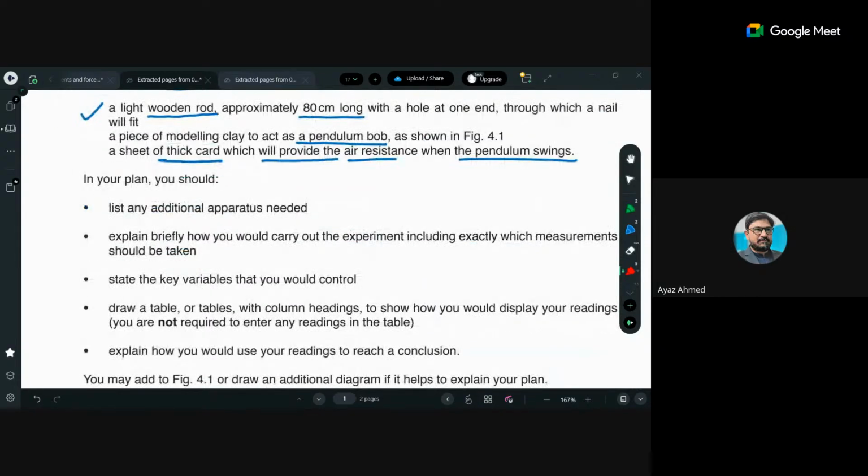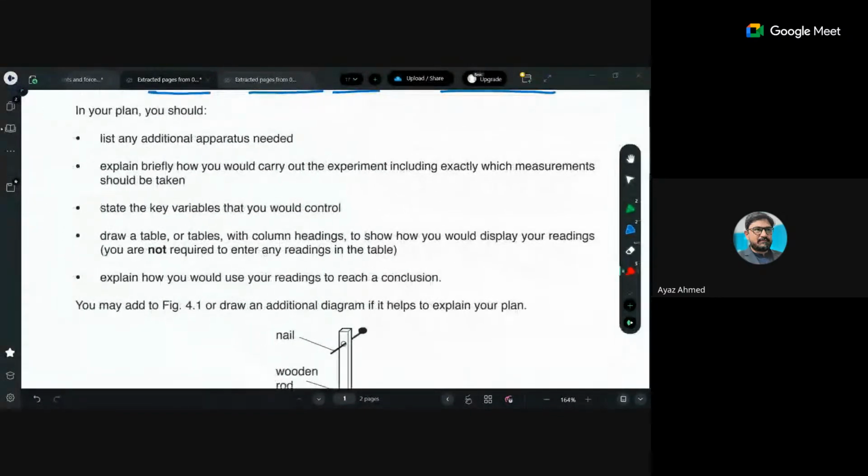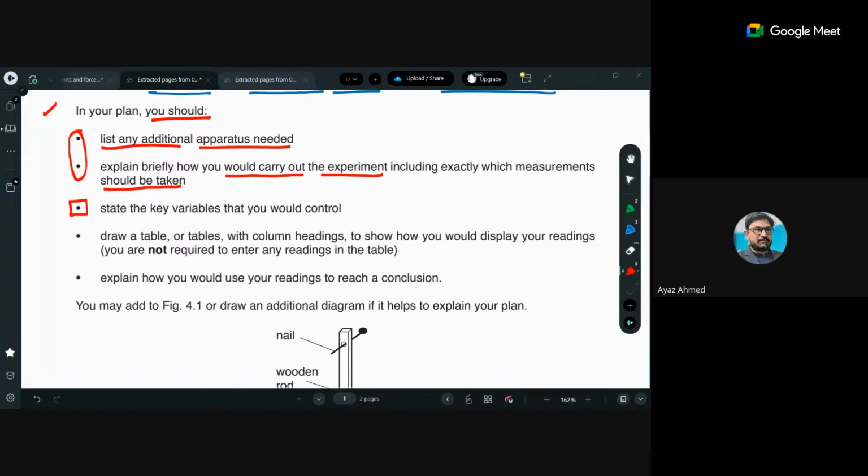You are to plan. These are the instructions again. In your plan, these are the mandatory conditions. List any additional apparatus you need. Explain briefly how you would carry out the experiment, including exactly which measurements should be taken. This is basically the same points explained and elaborated into two further points. State the key variables that you would control. Again, an important thing, I will explain each and everything for you.